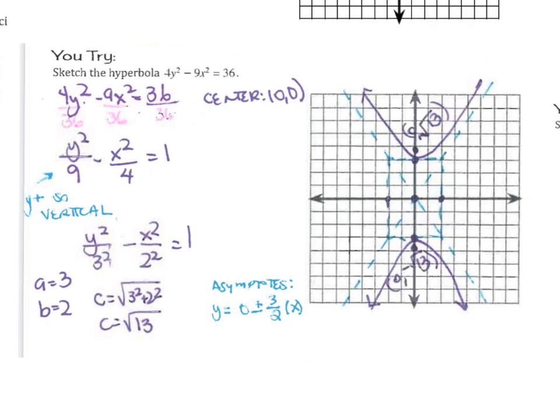So trying this out, you divide everything by 36. You notice that the y is in front, it's positive, and so it's a vertical transverse axis. You find that a is 3, b is 2, and then when you solve for c, that is the square root of 13. The asymptotes are going to be at plus or minus 3 over 2. So again, a is 3, so I go up 3, because that's what's under our y, and then b is 2, so I go right 2, and then we draw the box, and then draw the asymptotes through it.